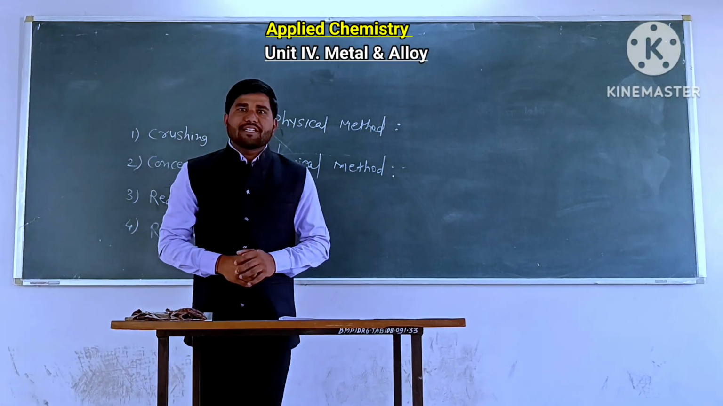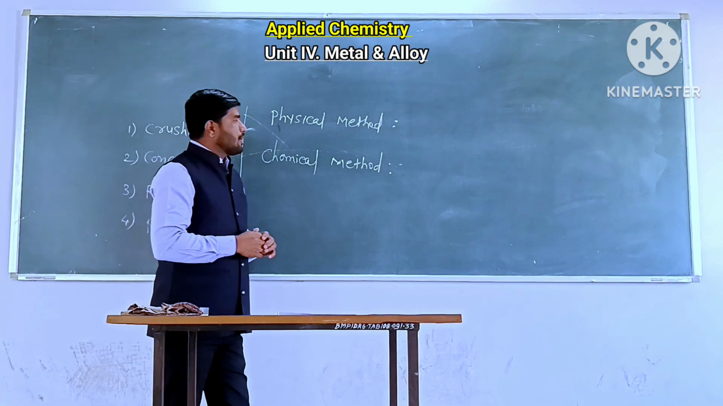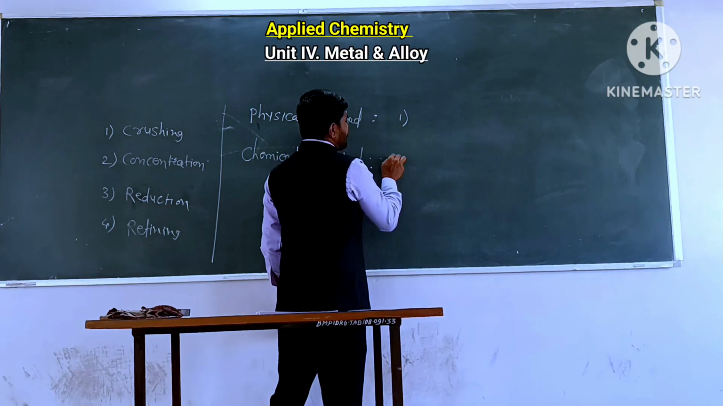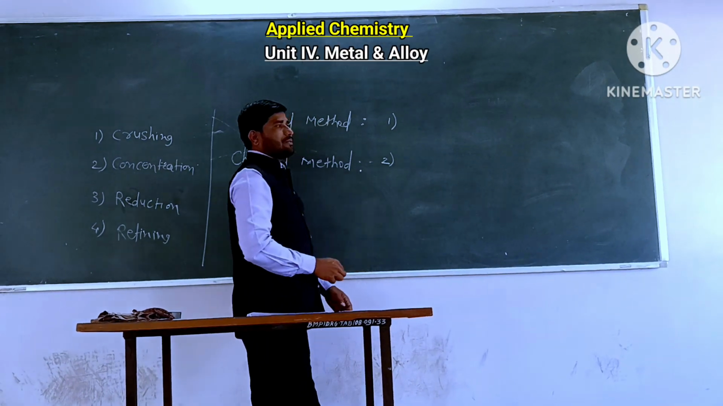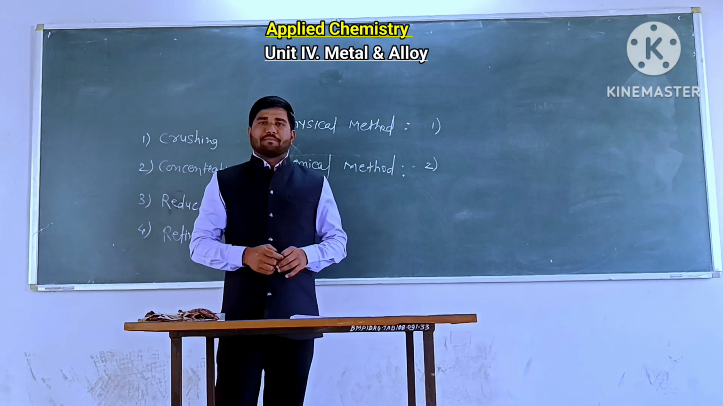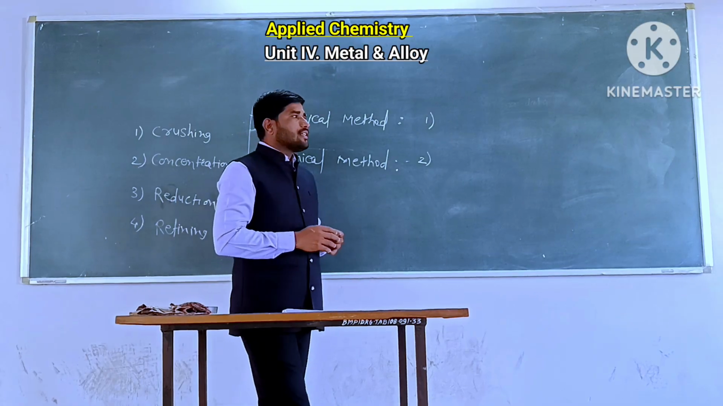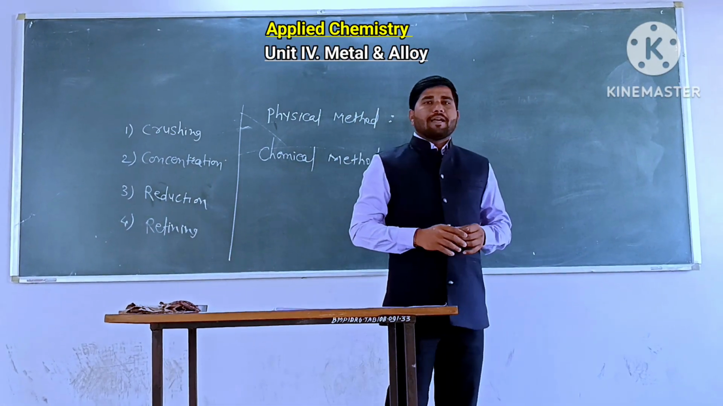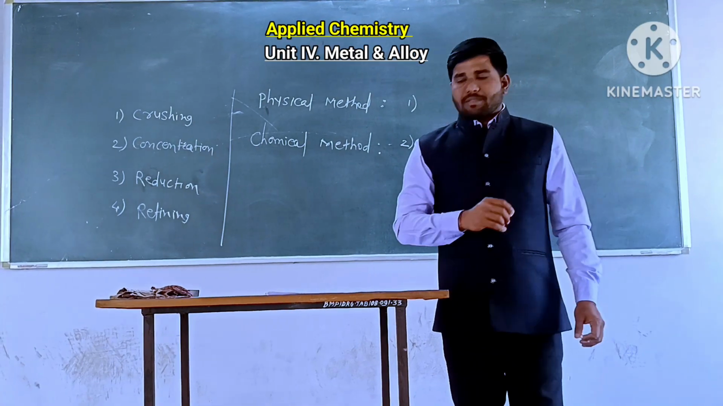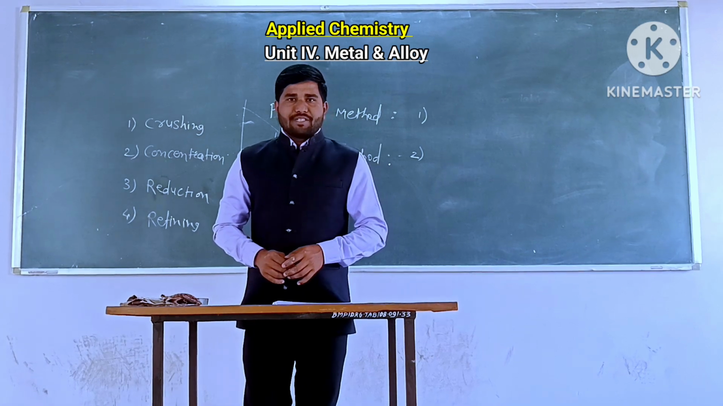Now, this physical method is again divided into three different types. And what are the three different types? The first one is the gravity separation method. The second one is the magnetic separation method. And the last, or third one, is the flotation process or method. So all these methods we are going to learn one by one in this video lecture. So let us start with the first method, and the first method is the gravity separation method.